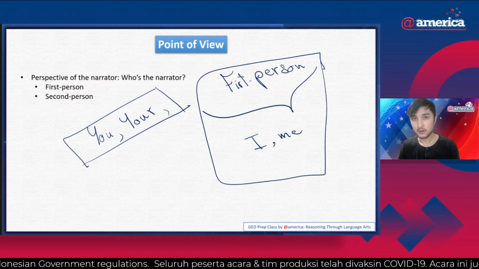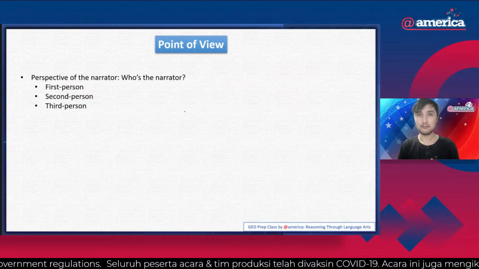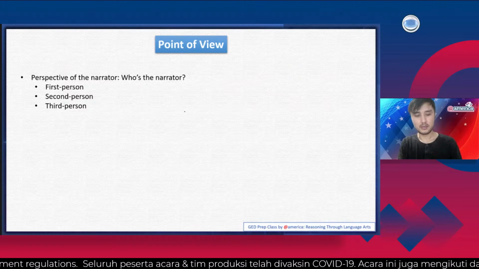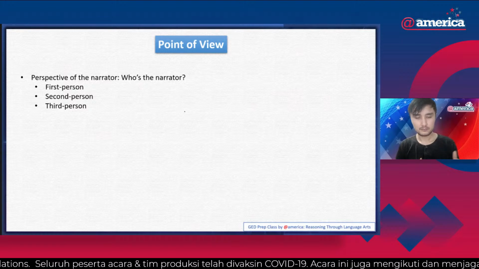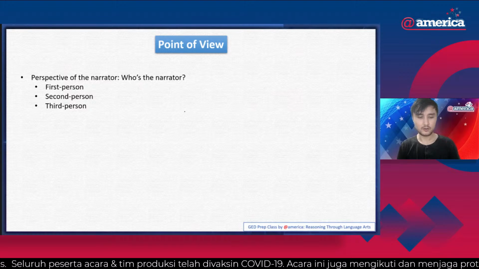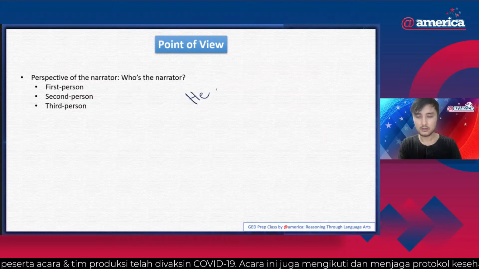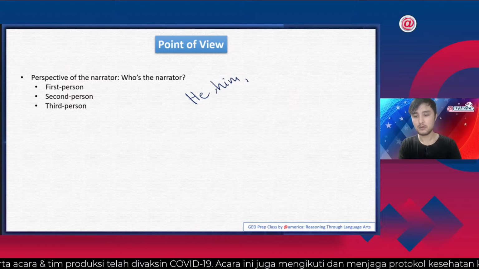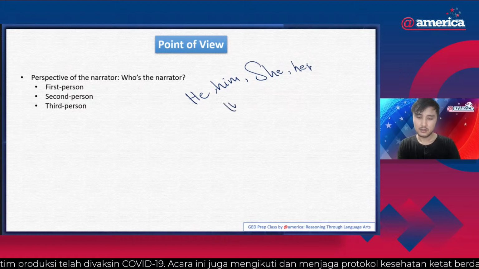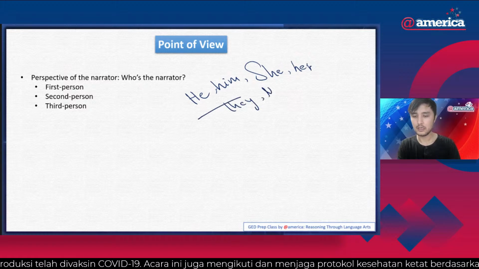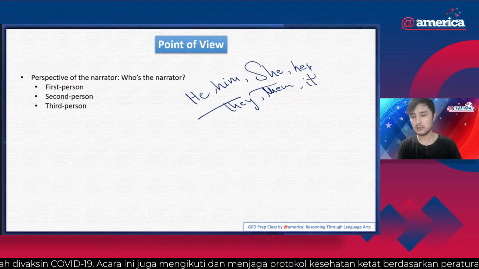That is easy. And what is mostly used in writing is third person perspective. This is maybe one of the complicated ones. From a third person perspective, the narrator uses he, him, she, her, they, them, and of course, it.